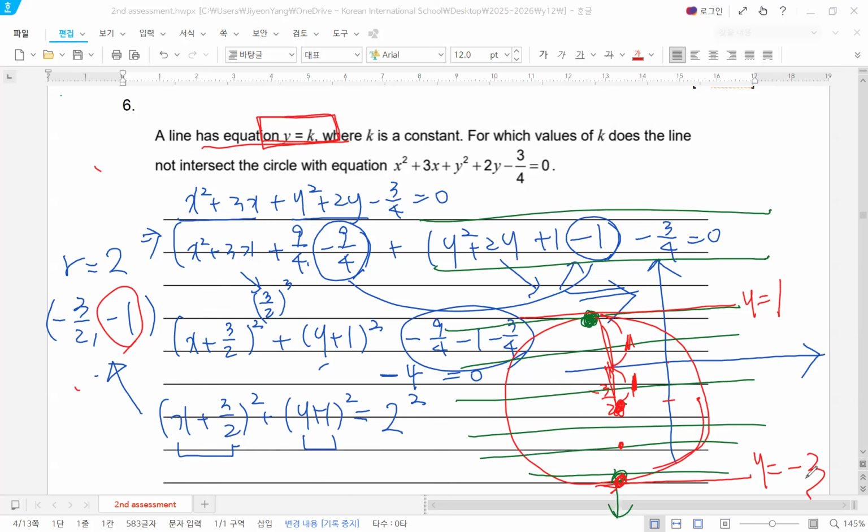So therefore, either the value of k is less than negative 3 because below, or k should be bigger than 1 above. Do you understand? You can solve this question in this way as well.